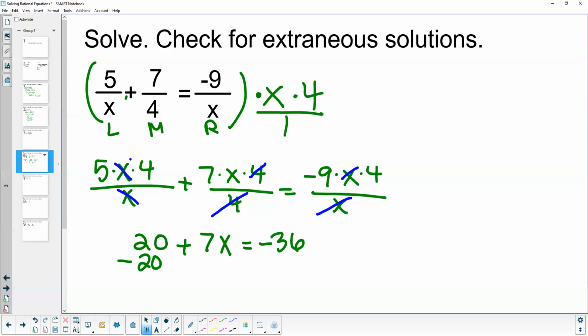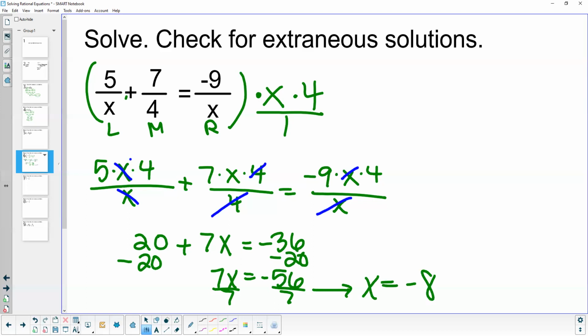I can subtract 20 from both sides here and get 7x is equal to negative 56. If I divide by 7, that means that x is equal to negative 8. And just like before, we do want to check these solutions for extraneous answers by plugging it back in. If I put negative 8 in for x in these two expressions, in none of the cases will we divide by 0. So we know that that's a true solution there.